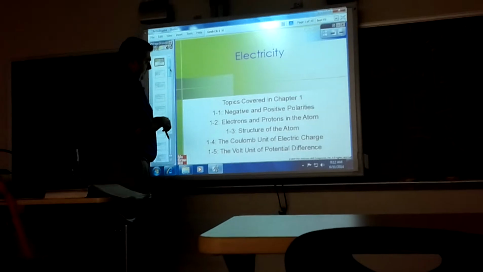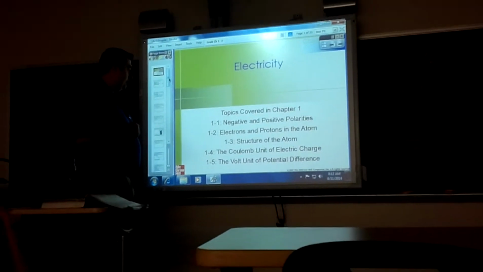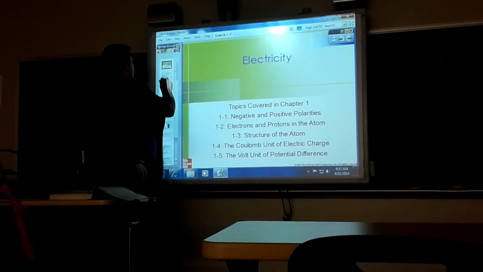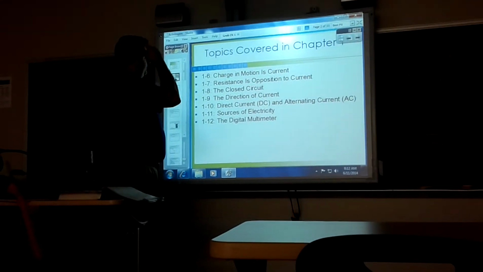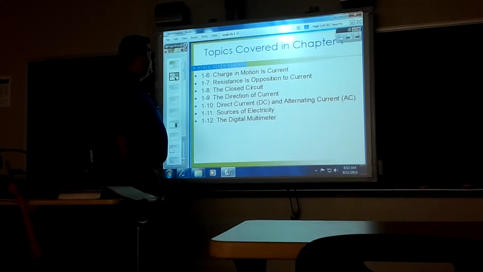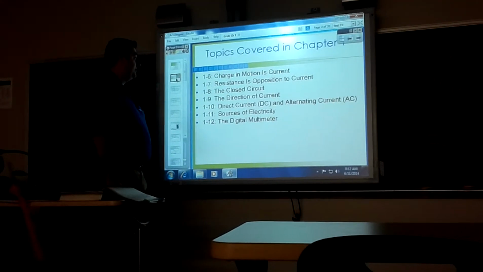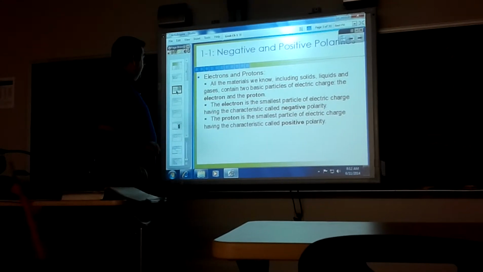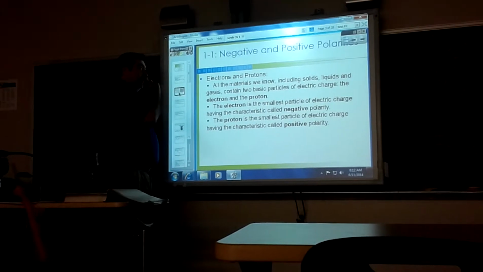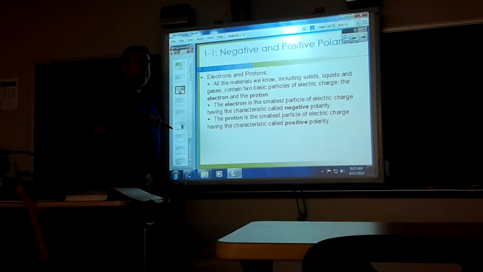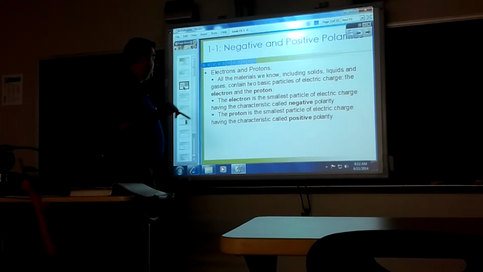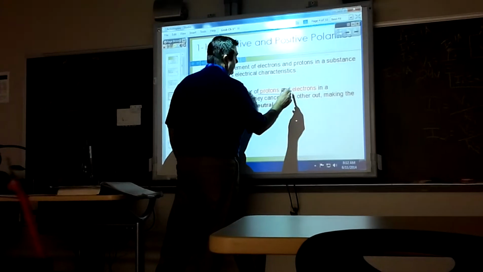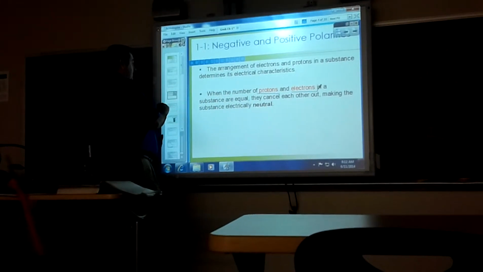Structure of the atom, we looked at that a little bit. The Coulomb is a measurement of charge. We're not going to deal with that too much, but we are going to deal with volt. Charge in motion is current. Resistance is the opposition to current. The closed circuit, direct current, sources of energy, and the digital multimeter. So all materials have both protons and electrons, but when there's an imbalance of these, electricity is demonstrated. Remember that the proton is positive, the electron is negative.